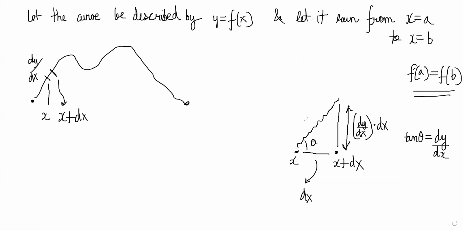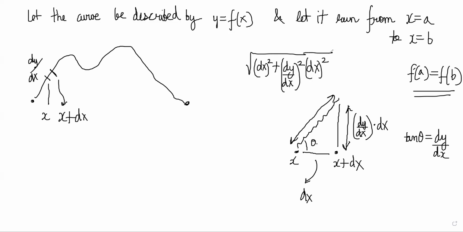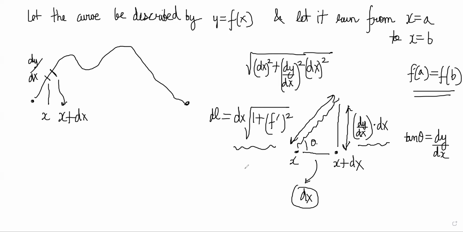Okay. Now the overall length here of the chain would be root over dx squared plus dy by dx whole squared and dx squared. I'm just taking the square of this and taking the square of this and doing Pythagoras theorem. So this can be written as dx comes outside the root and it is 1 plus f dash square, right? 1 plus f dash square dx is your length of the chain. Let's call the length as dl. This is your dl length.